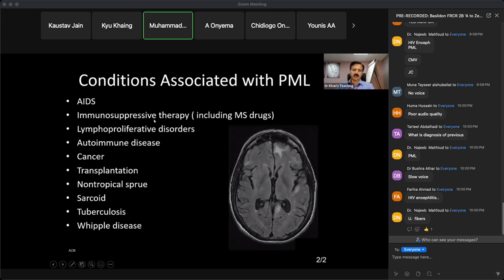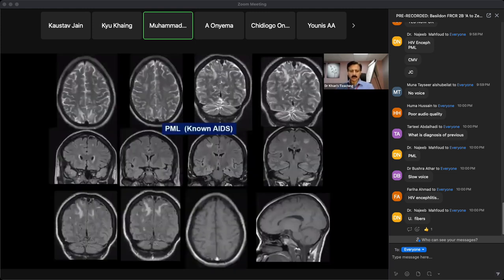And suppressive therapy. There are drugs which we use for MS in which the patient can develop secondary PML, and the clinician will ask you if there are signs of PML. And look at this, such a long list. So PML can occur with all of these conditions.